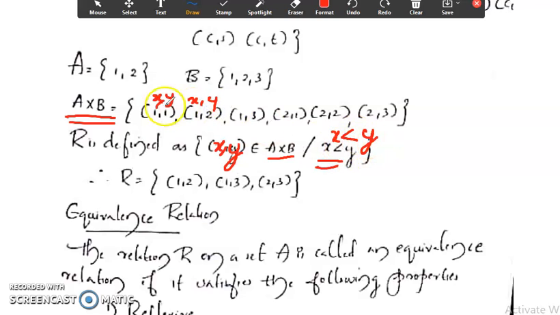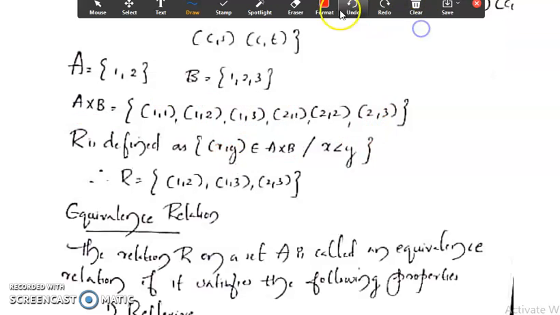So x is less than y. 1 is less than 2. Here this is x comma y. 1 is less than 3. Now here, 2 is greater than 1, so that does not satisfy it. Here 2 is equal to 2. Here x comma y, x is less than y. 2 is less than 3.